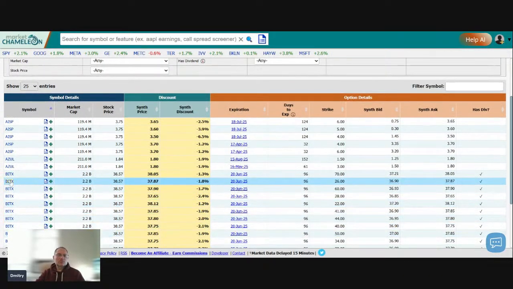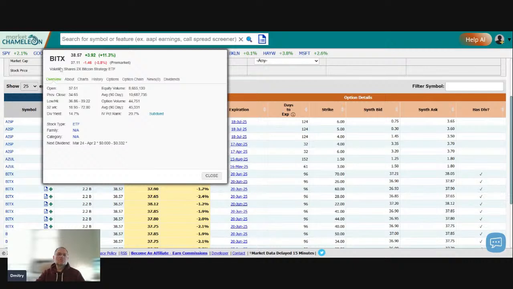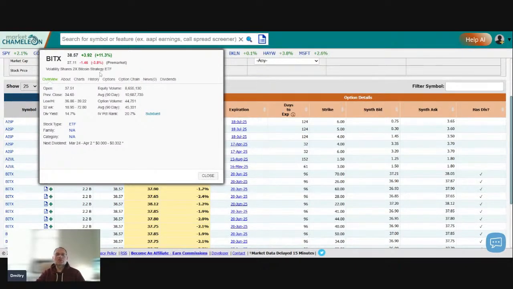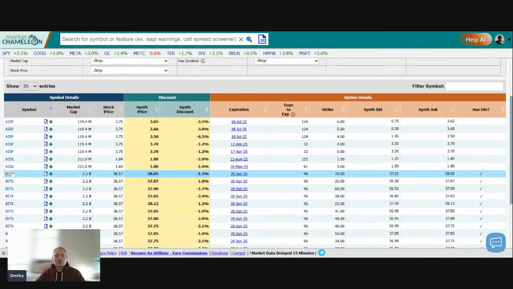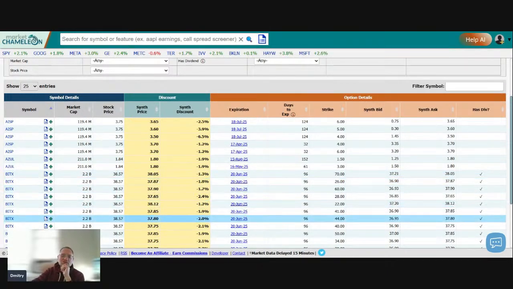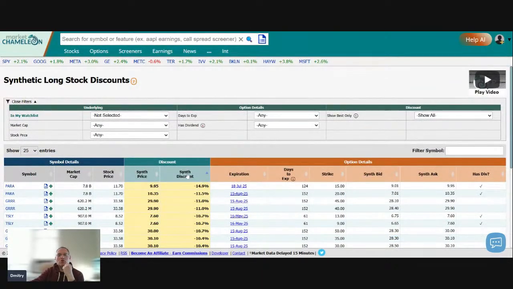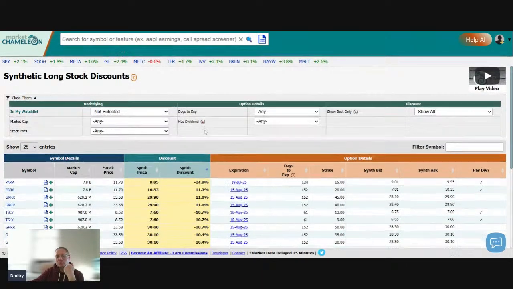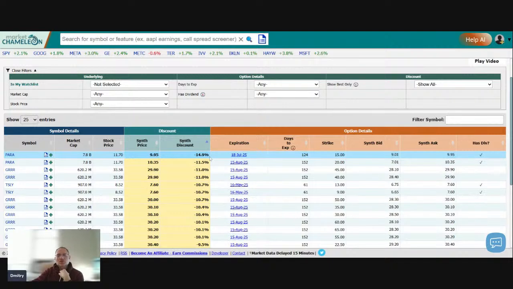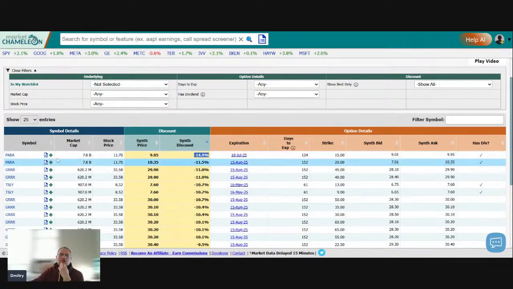So let's look at, what is this BITX? BITX, this is an ETF, a 2x Bitcoin strategy ETF. Okay. Looking at this, because this is a little bit higher stock price, these are like dollar stock prices. But actually, let's look at a large discount. So I'm going to sort this by the largest discounts. So here it's saying this particular stock, PARA.